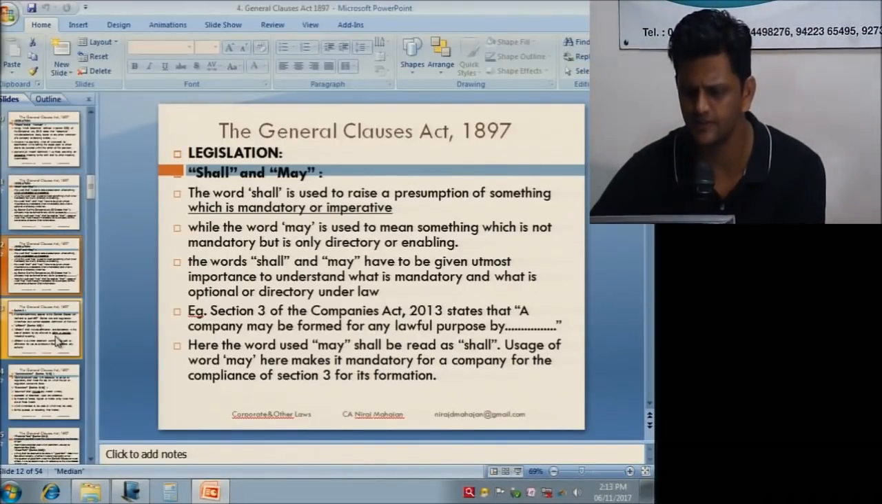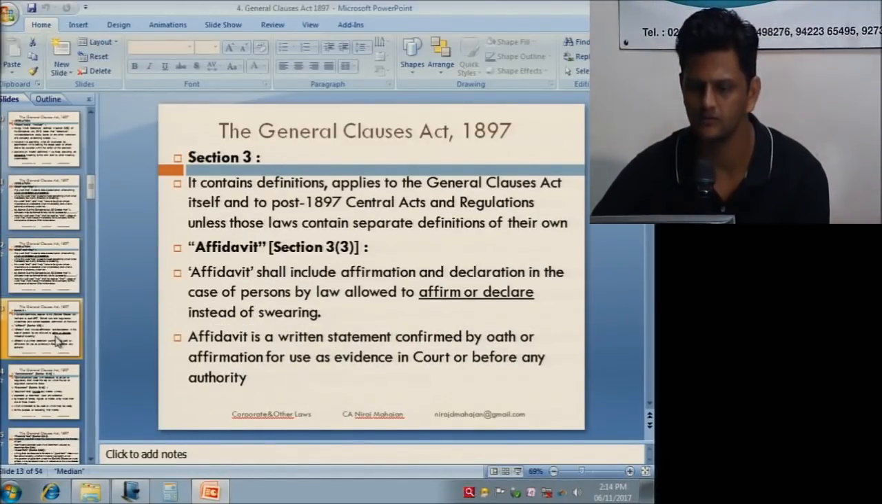Somewhere also we have said it is a matter of courtesy. You understand courtesy? A little bit, you can say, in a friendly manner. And because shall is very much authoritative, directory in nature, in that case you may use the word may, but the intention was always that it is compulsory. So you also have to understand the intention behind giving that word. Fine?